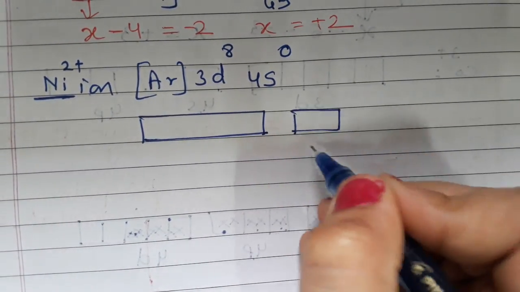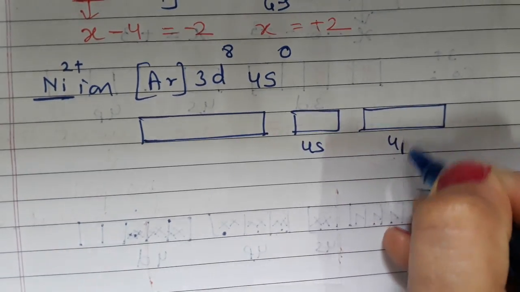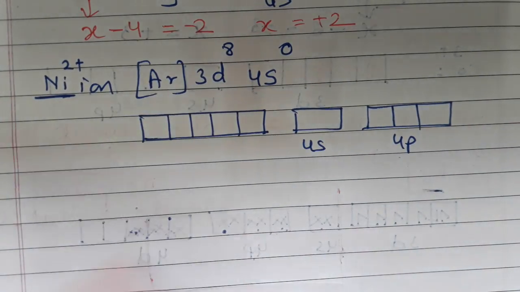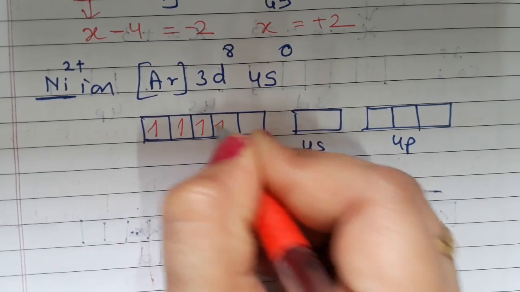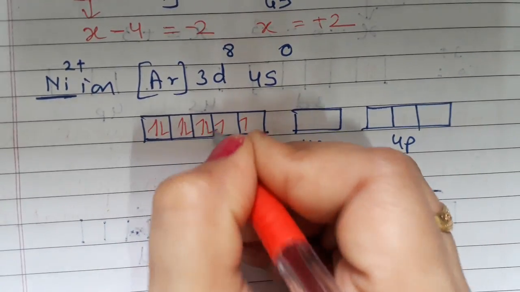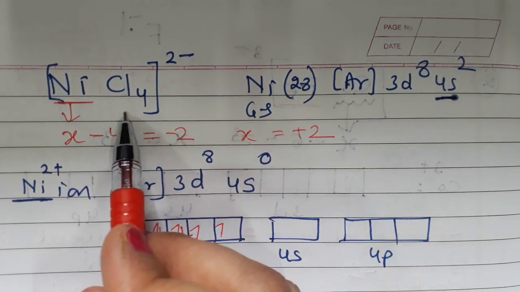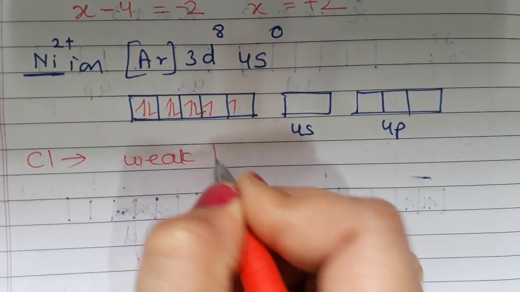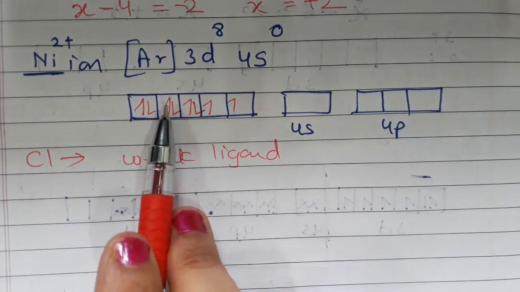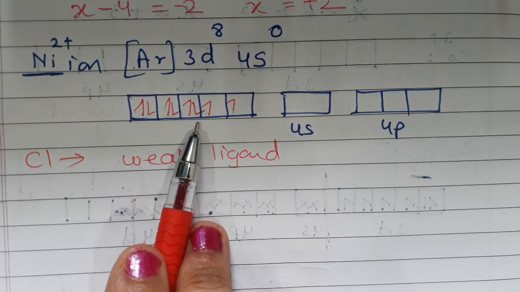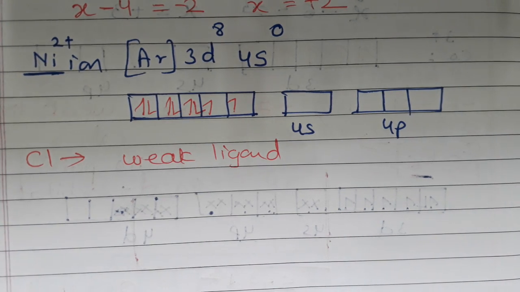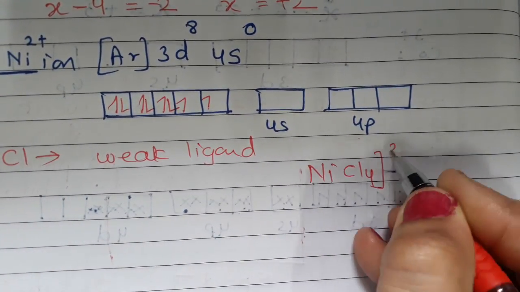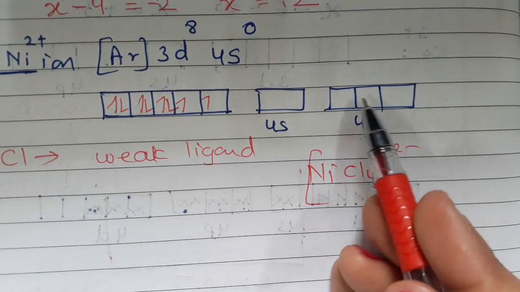Okay, now we will draw the orbitals and boxes. So we have 4s, and now we remember we are having 4p. 3d8 it is, so it means we have to fill 1 2 3 4 5 6 7 8. Now please remember chlorine is present, and chlorine is a weak ligand. So Cl is a weak ligand. Okay, it means these orbitals will not be used for the bond formation. Now how many Cl are there? There are 4 Cl. So I'll just write here, we need to have 4 boxes, isn't it? So we have 1 2 3 4.